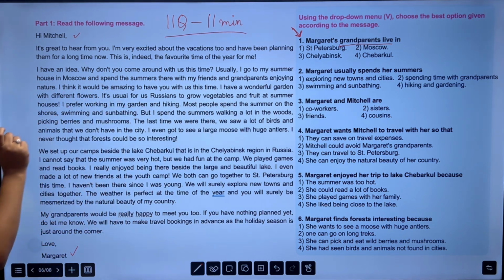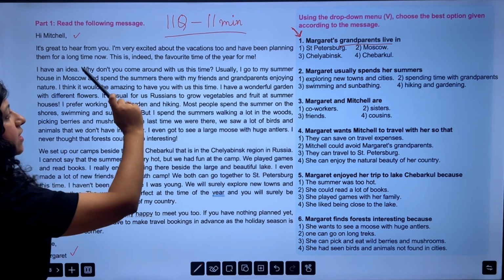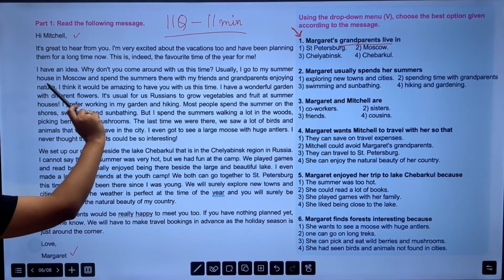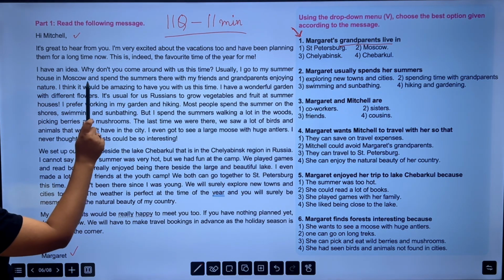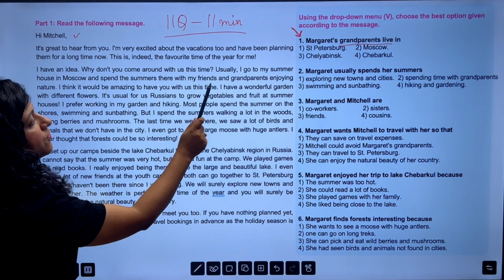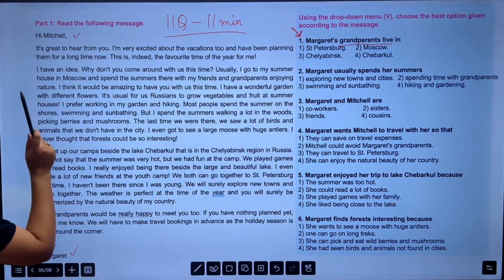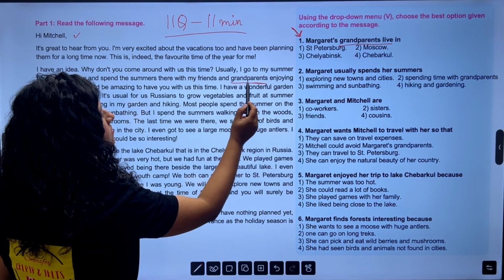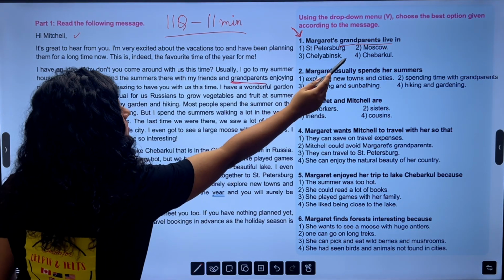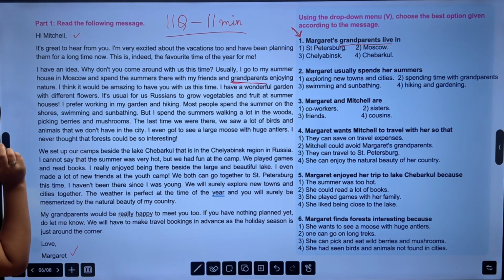So far, I did not find these keywords. I keep on reading. "I have an idea. Why don't you come around with us this time? Usually, I go to my summer house in Moscow and spend the summers there with my friends and grandparents enjoying nature." All right. Now, I have this keyword and I can also see one option over here.